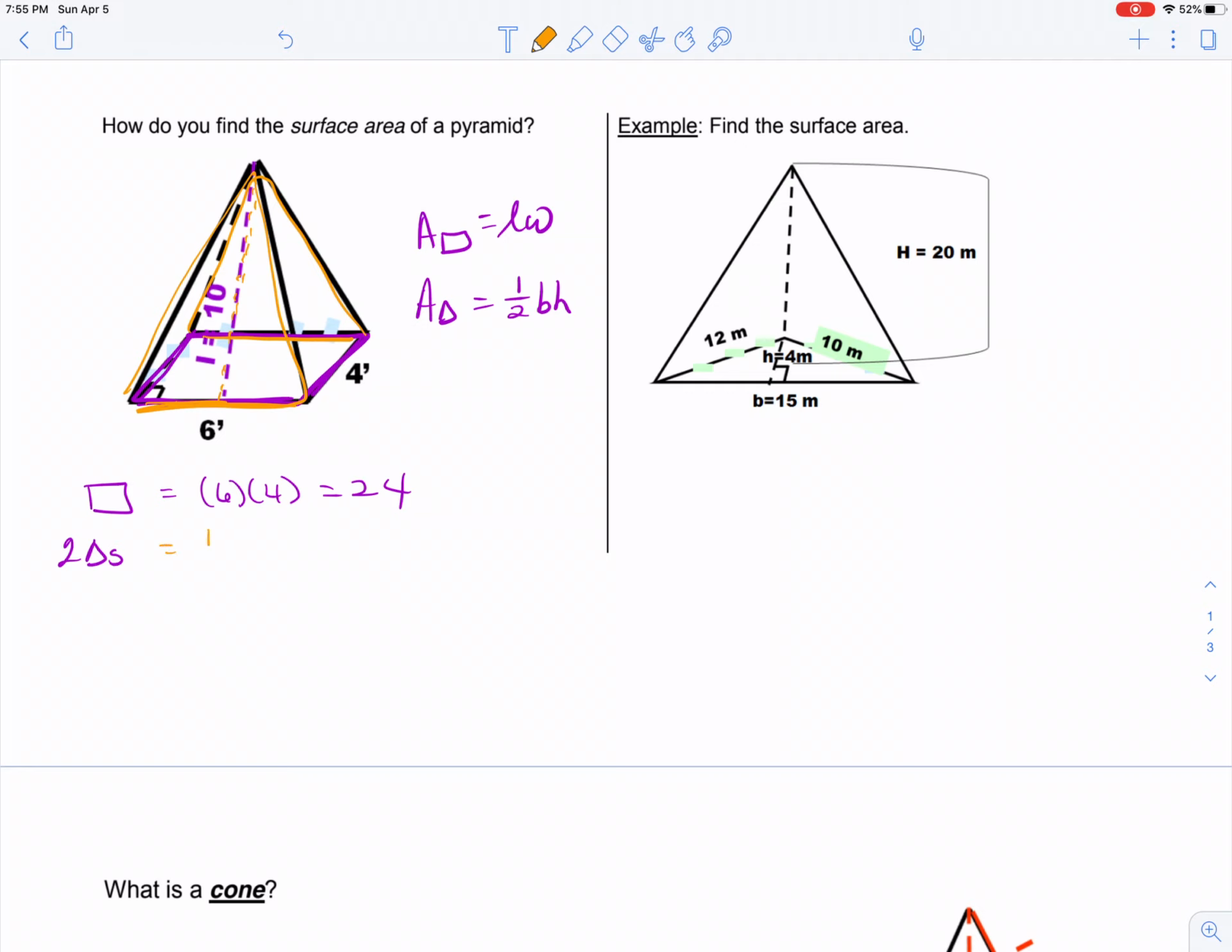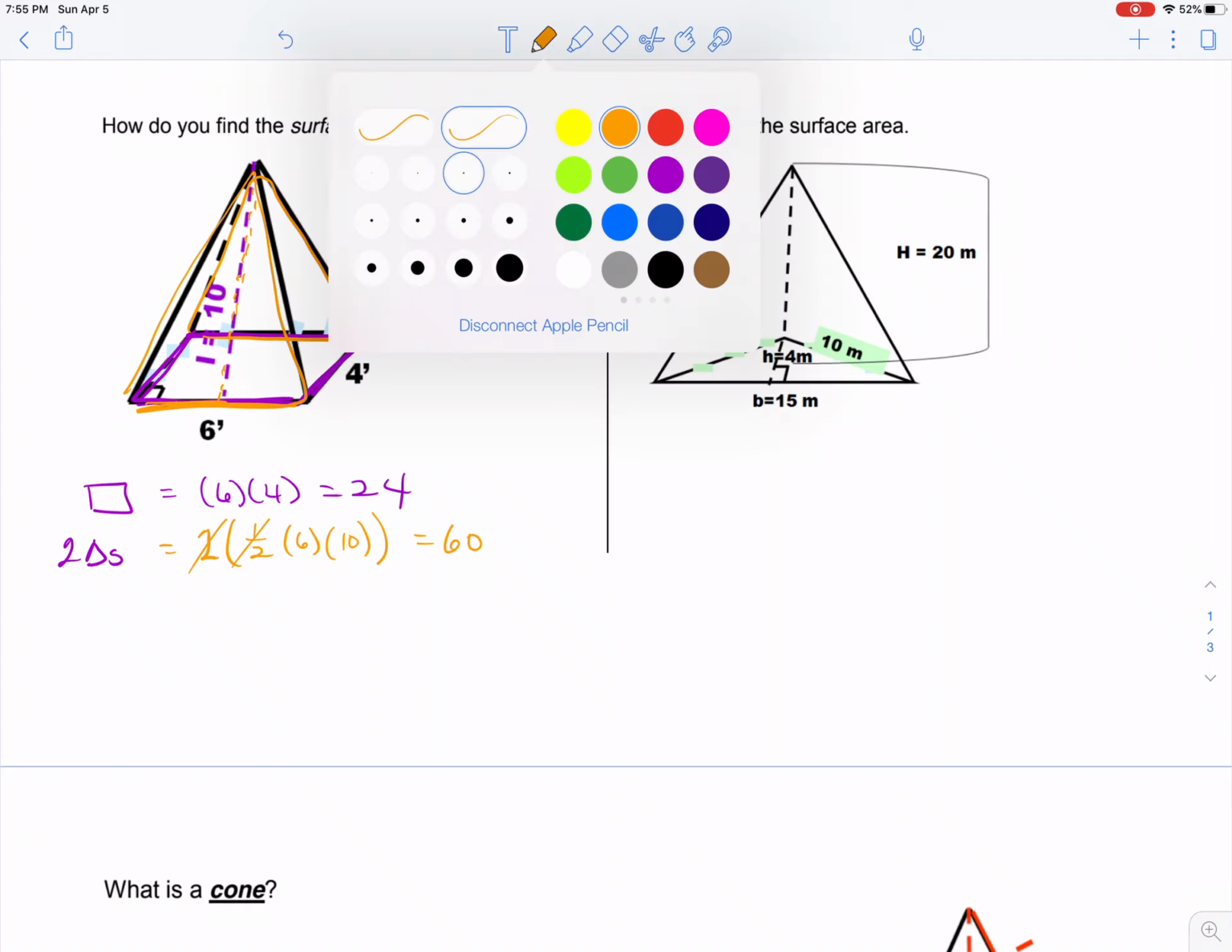So for those, I have to take 2 times the 1/2 base, which is 6, times the slant height, which is just 10, and that gives me the area of the front and back triangles. The 1/2 and the 2 cancel out, so I get 60.